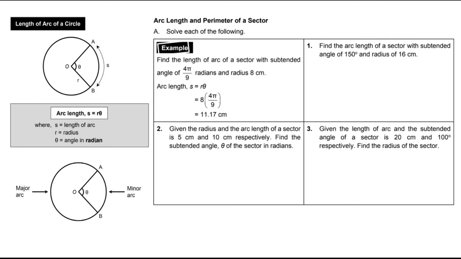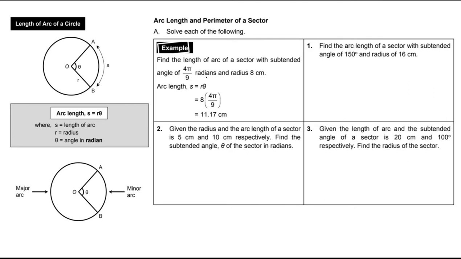The angle must be in radian. If in the question they give you the angle in degree, first you need to convert the angle in degree into angle in radian, because for the calculation S equal r theta, theta must be in radian. The bigger arc here, we call it the major arc, and the smaller one is the minor arc.